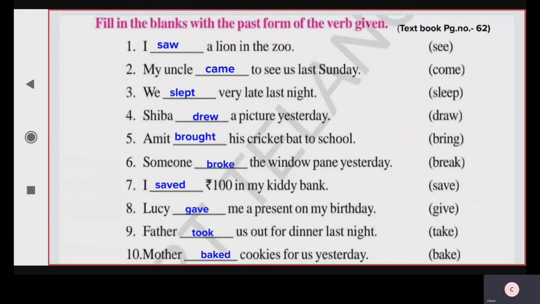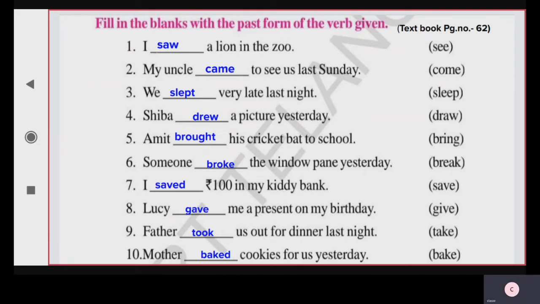Next, filling the blanks with the past forms of the given verbs. Children, this bit is from your English textbook, page number 62. Kindly take down the answers in your textbook, children. First one, I dash a lion in the zoo. See, past form of see is saw. I saw a lion in the zoo.